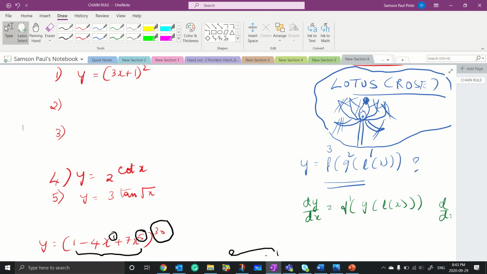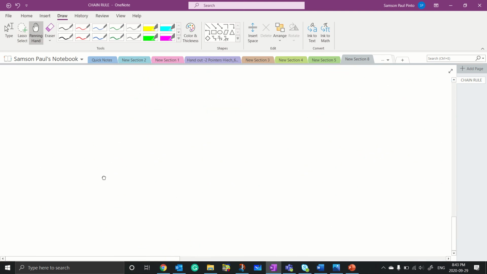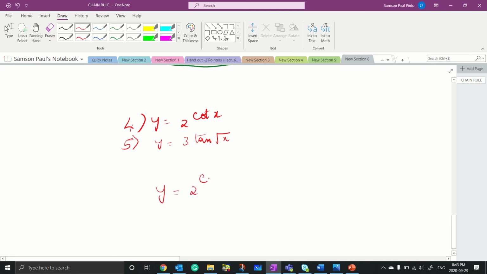So what I'm going to do is solve the 4th problem and give you hints on how to solve the 5th problem. Let me copy it here. Okay, let me solve the 4th problem for you. The 4th problem is y equal to 2 to the power of cot x.